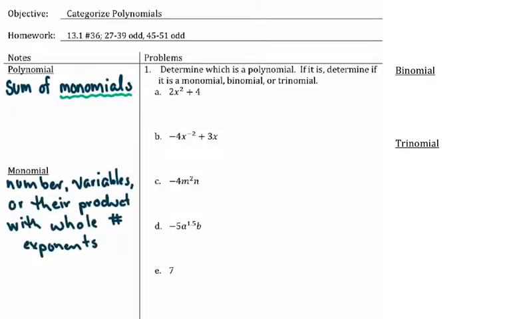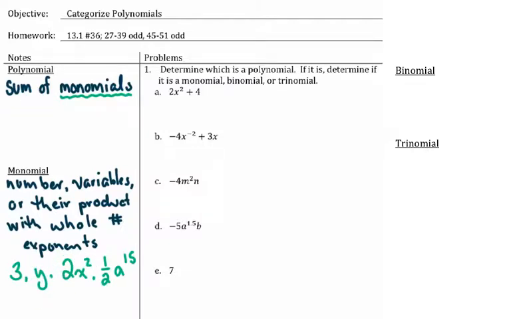So examples of monomials would be something like a number, so 3, a variable, y, their product with whole number exponents, 2x squared, 1/2 a to the 15th. These are all monomials. You'll notice here that it's fine if the number is a fraction. It just can't be that the exponents are fractions. So now that we know what a monomial is, a polynomial is just a bunch of those added together.